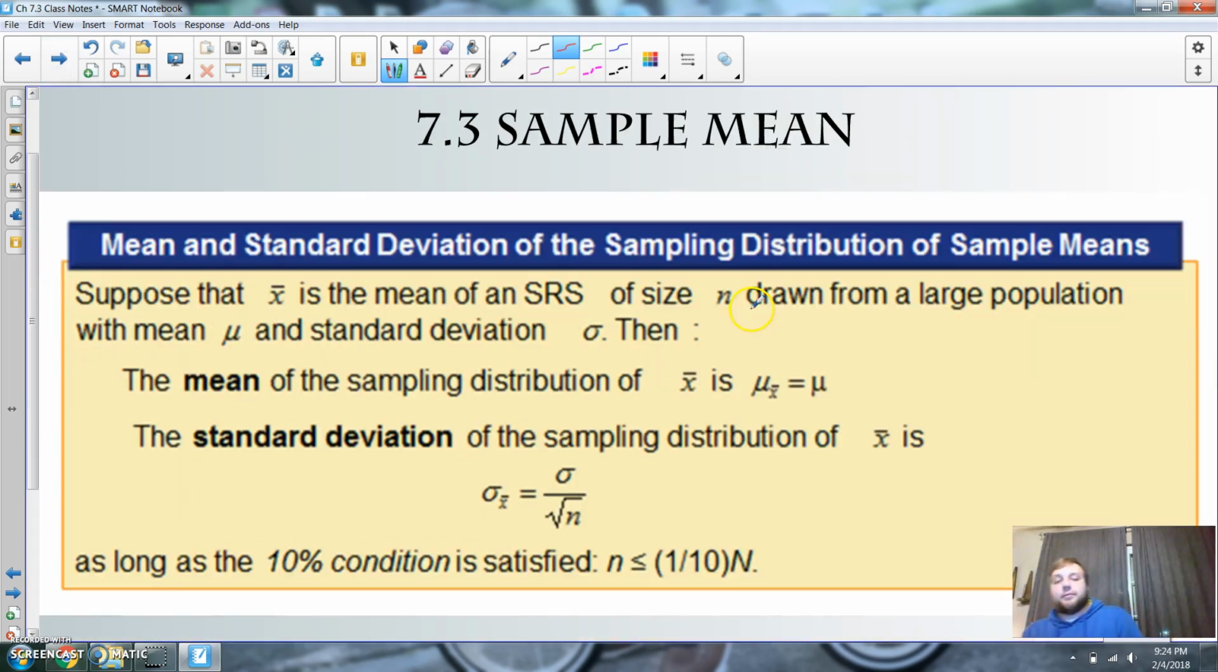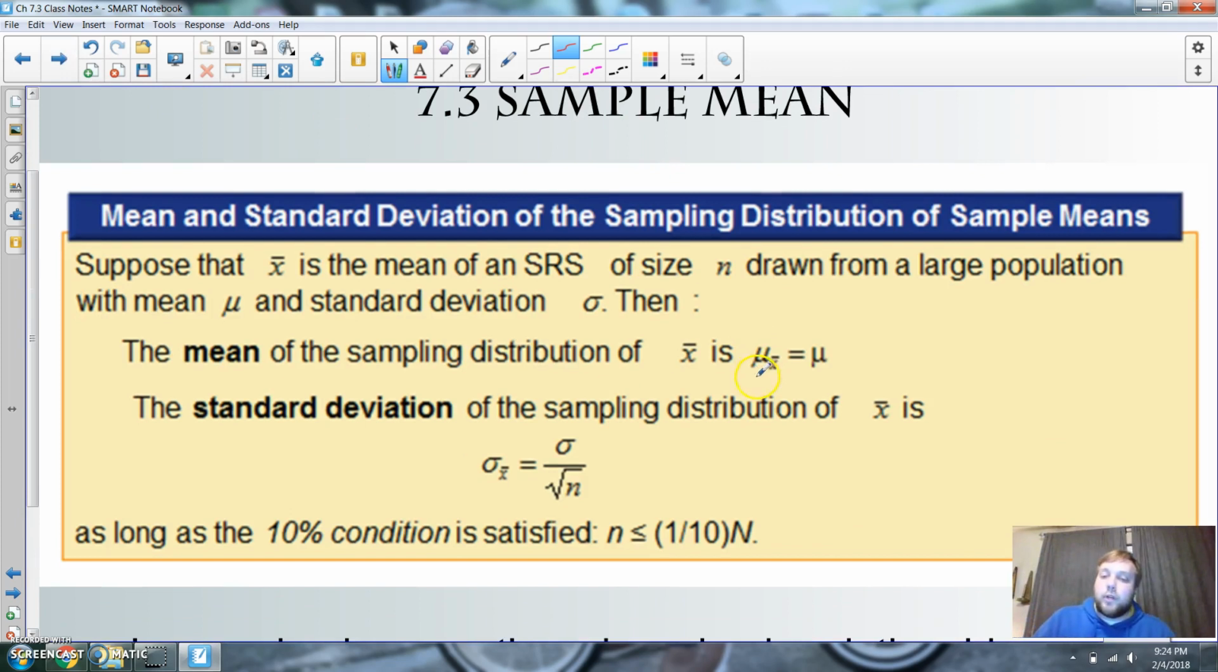So here's the important stuff. Write it down. The mean will be the same. So the mean of our sampling distribution should be the same as the actual mean of the population, okay? So remember, this means the mean of the sampling distribution, and this would be the actual population mean, okay? Here's something really cool. The standard deviation of a sampling distribution is this right here. New formula, jot it down.